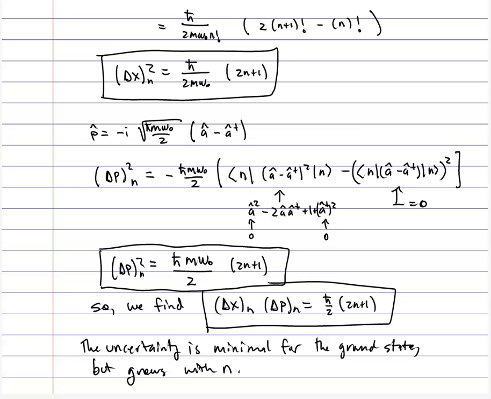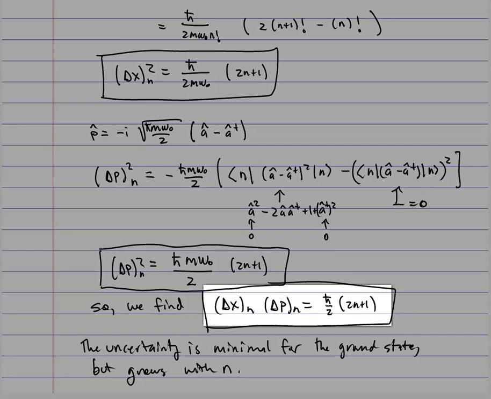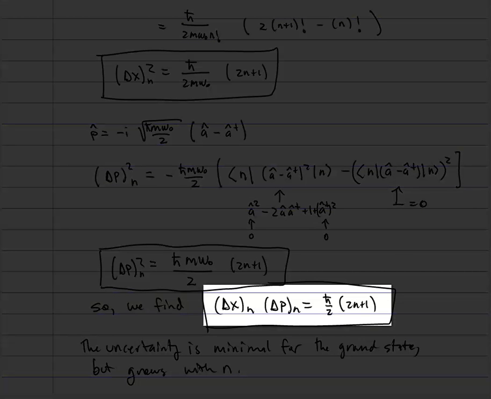Okay, now I have to take the square root of both of those and look at the product of them. You find it's equal to h bar over 2 times 2n plus 1. Now you should know that the minimal uncertainty relation is that the uncertainty in x times the uncertainty in p is equal to h bar over 2. And from this, you can immediately read off that the uncertainty is minimal for the ground state. And as I look at higher and higher excited states, that uncertainty simply grows.